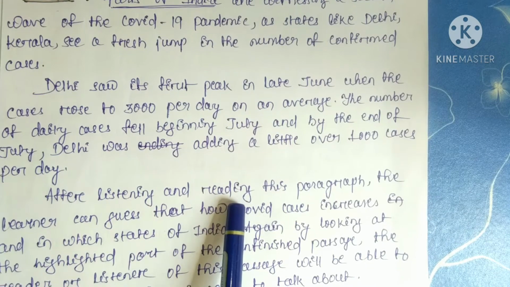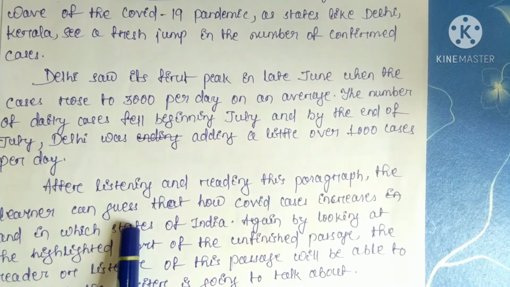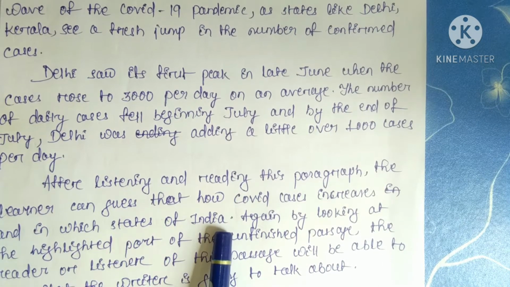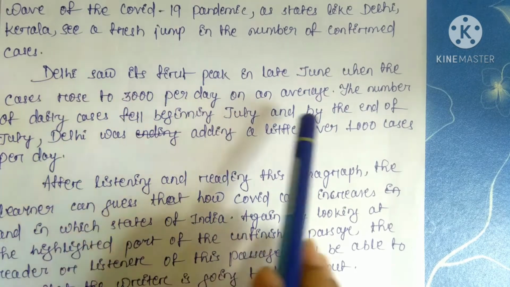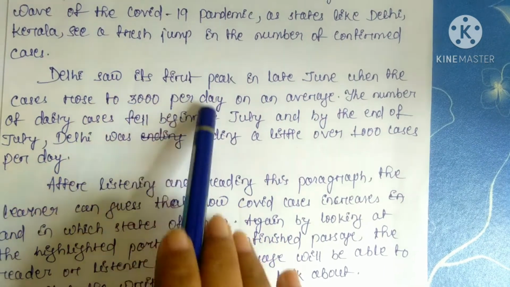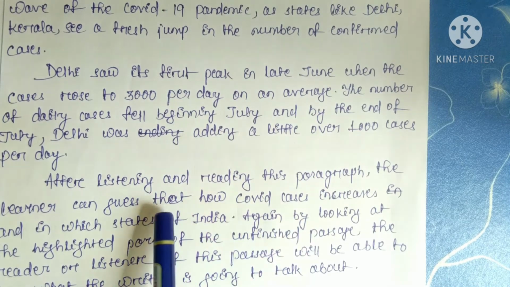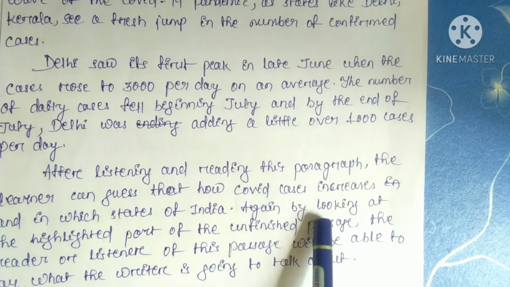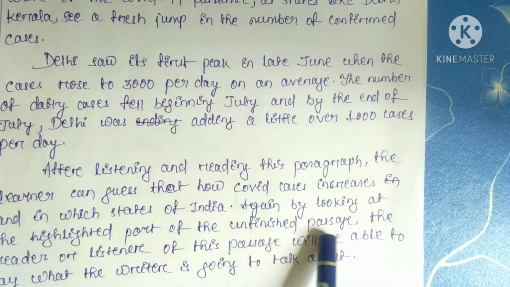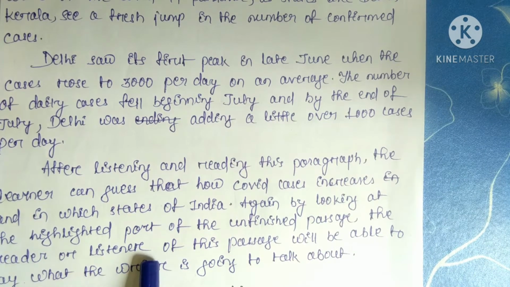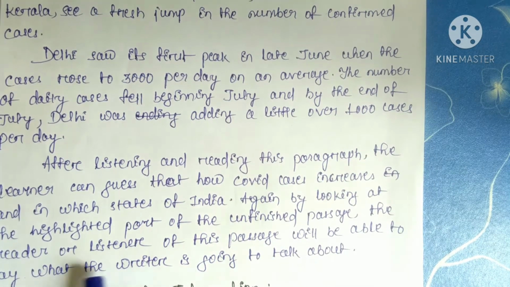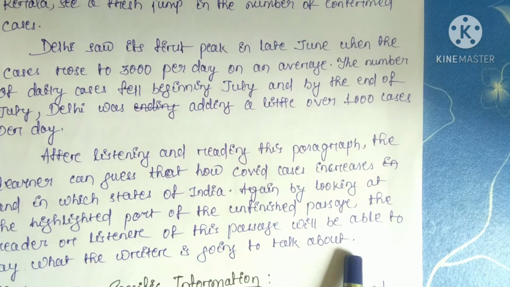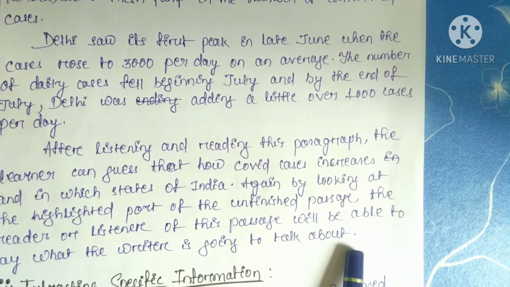After listening to and reading this paragraph, the learner can guess how COVID cases increase and in which states of India. Here I am giving Delhi and Kerala as the states, and the rows show the numbers. So the learners will be able to guess the states of India. Again, by looking at the highlighted part of the unfinished passage, the reader or listener will be able to say what the writer is going to talk about. What the writer is going to talk about can trigger the learner's mind.